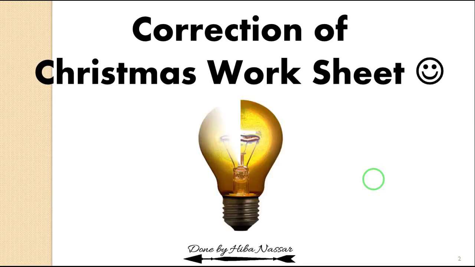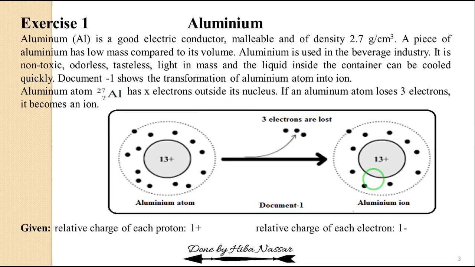Our Christmas worksheet. Let's start with exercise number 1. Aluminium with the symbol Al is a good electric conductor, malleable and of density 2.7 gram per centimeter cube. A piece of aluminium has low mass compared to its volume. Aluminium is used in the beverage industry. It is non-toxic, odorless, tasteless, light in mass, and the liquid inside the container can be cooled quickly.